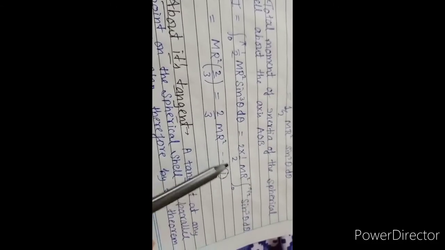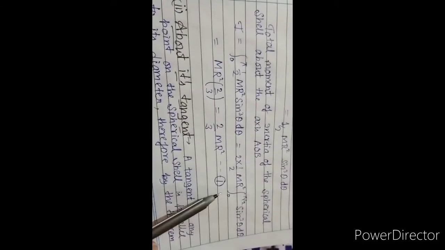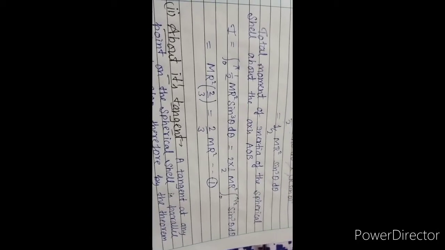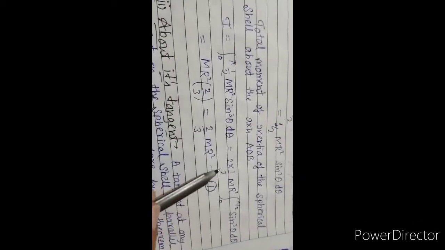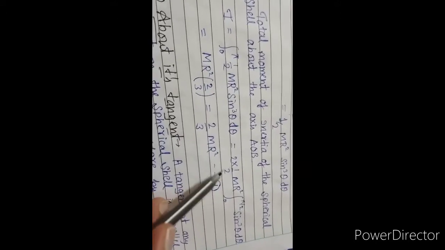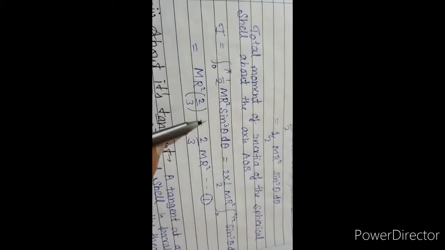So here 1 by 2 and m r square are constant terms, so we can take them out of this integration. Here we have used the formula of definite integral, which I think you have already studied. If you multiply 2 with a particular integration, then the upper limit will be divided by 2 and the whole term will be multiplied by 2.